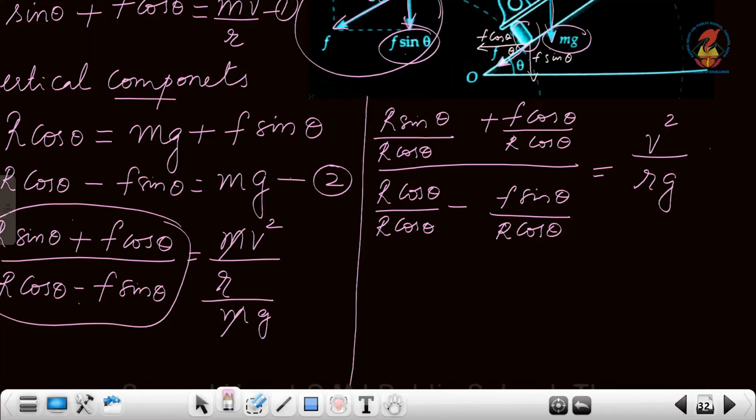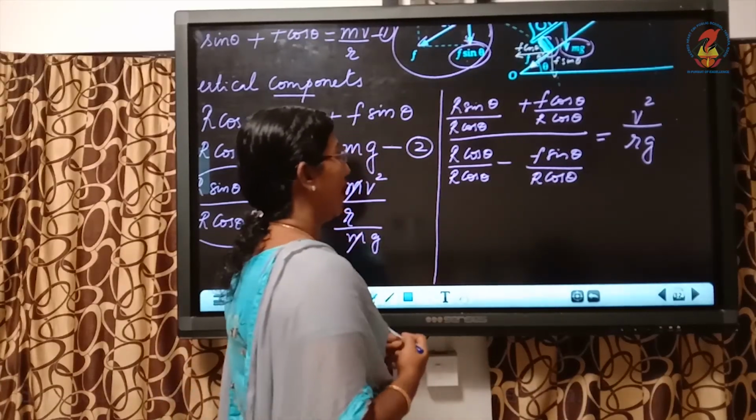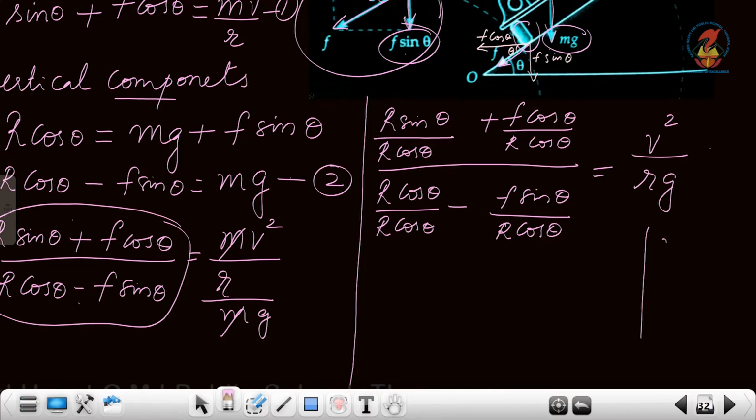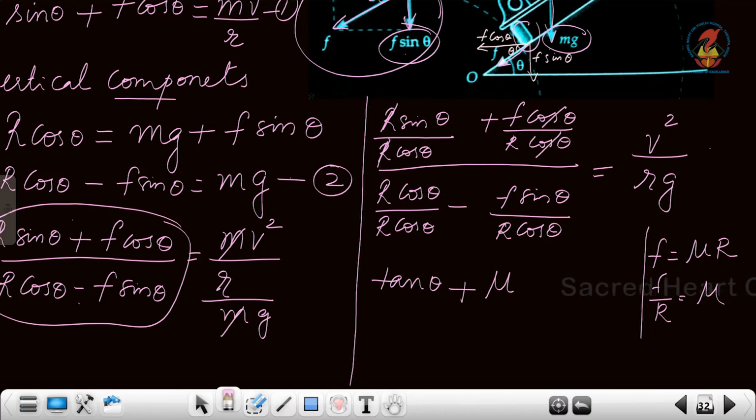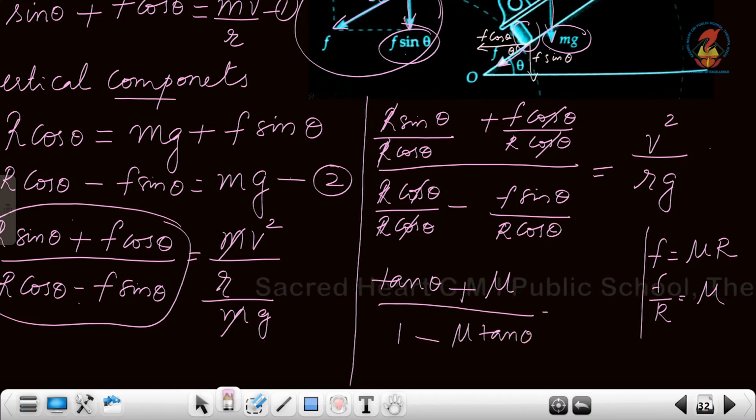Now, we know sin by cos is tan theta, and also f is equal to mu r, or f by r is equal to mu. So, the above equation can be written as r and r will cancel. Sin by cos is tan theta plus f by r is mu. Cos theta and cos theta will get cancelled, divided by 1 minus mu tan theta, which is equal to v square divided by rg.